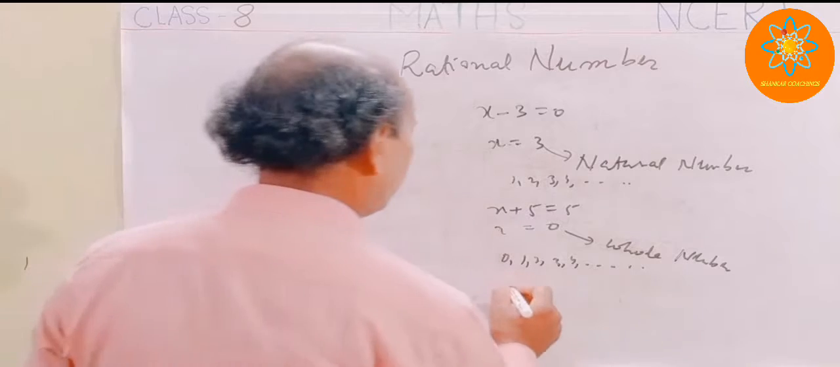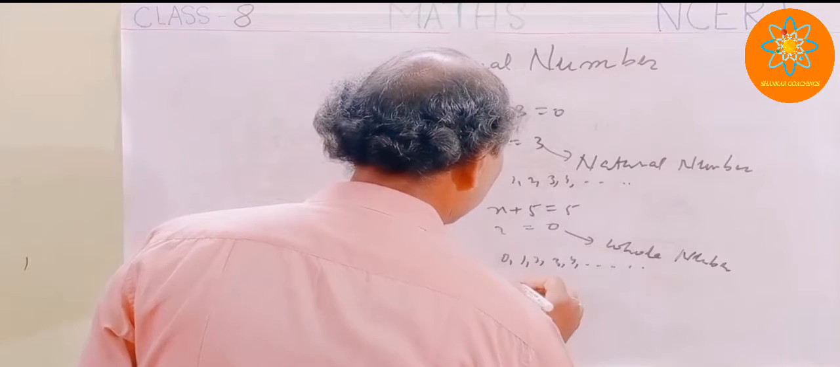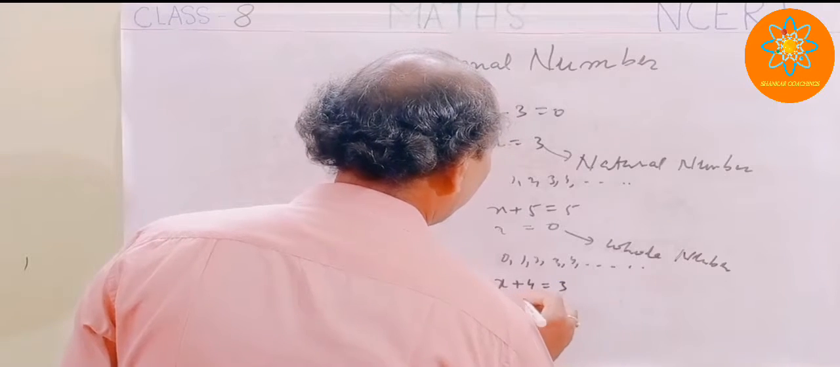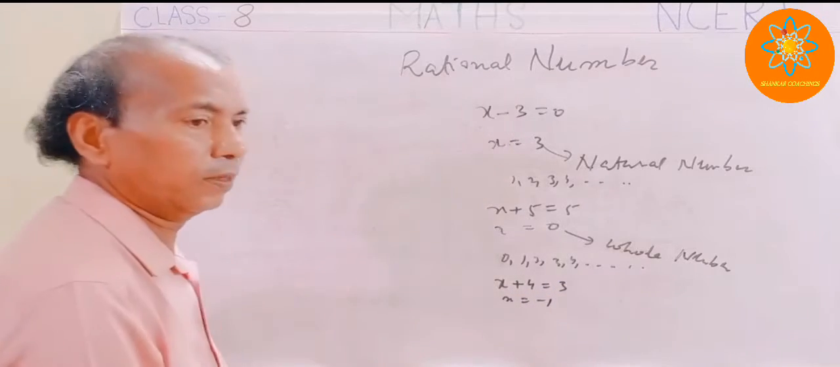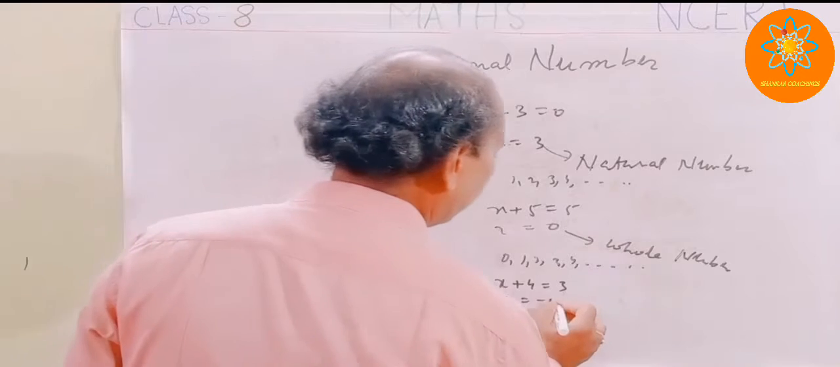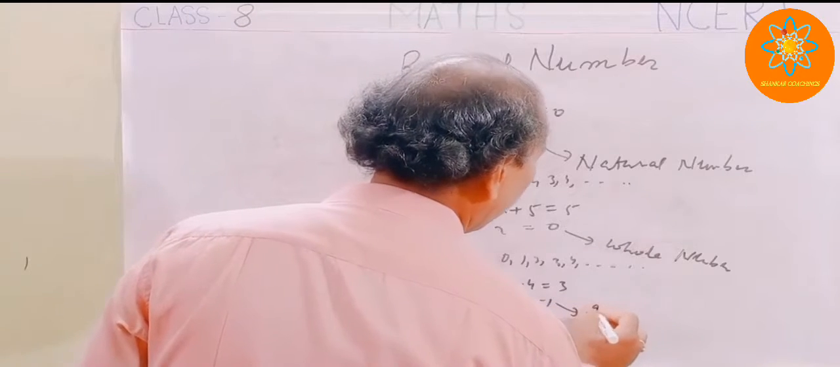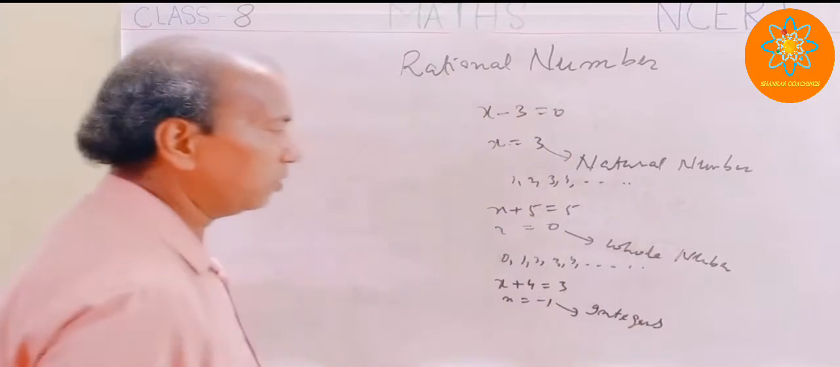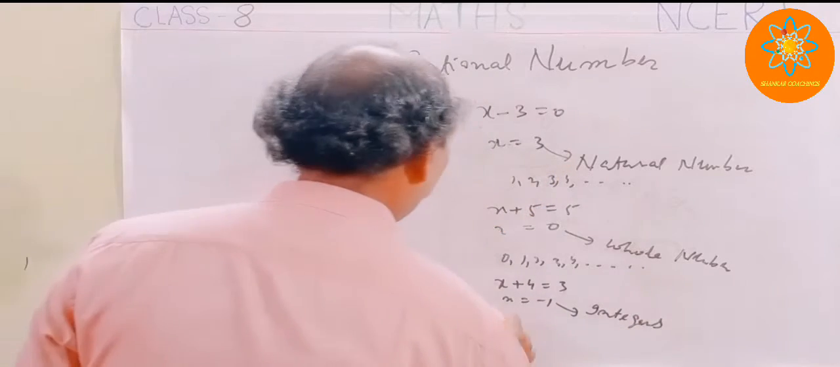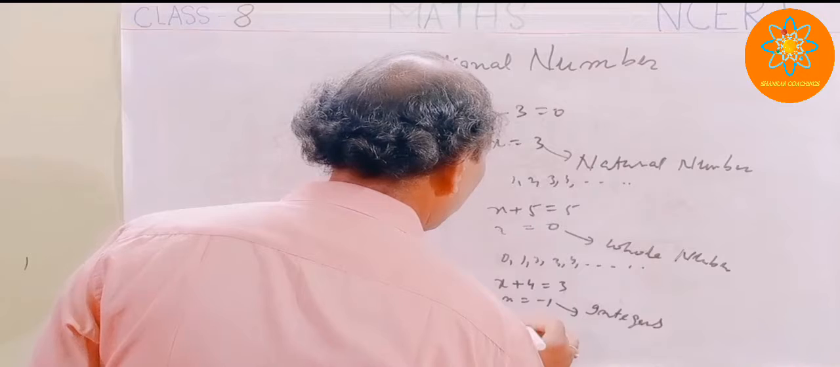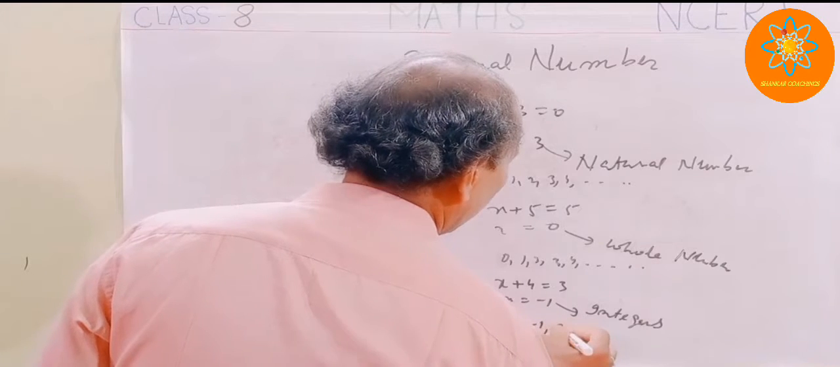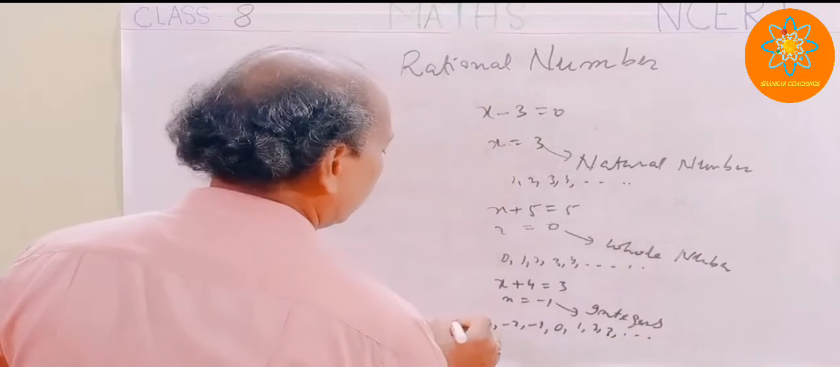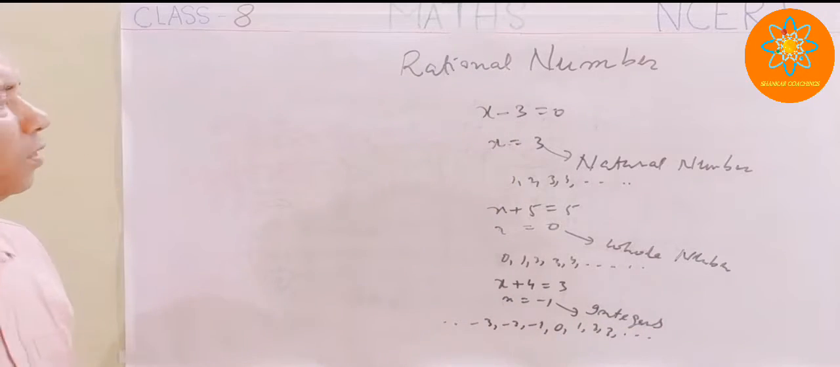Now let us suppose I have the equation x plus 4 is equal to 3. So x is equal to minus 1. This minus 1 is nothing but it is the integers. Integers means what? That is means minus 3, minus 2, minus 1, 0, 1, 2, 3 like this. So that is your integers.